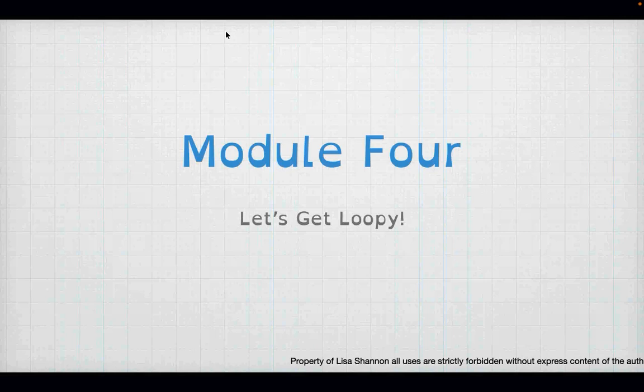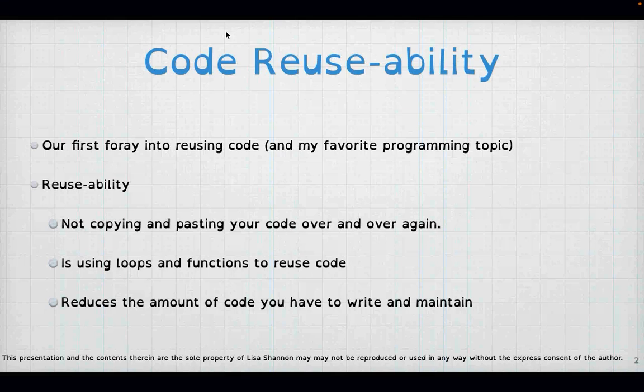Last week we looked at if, elif, and else as our main branches. Now we're going to look at for and while as a new form of branching, but the branching is really about repeatedly doing your code. And we're going to start talking about code reusability, because this is the first time we actually need to think about writing code to be used with different data repeatedly. And this is also my favorite programming topic. I will talk to you a lot about reusability from now until the end of class.